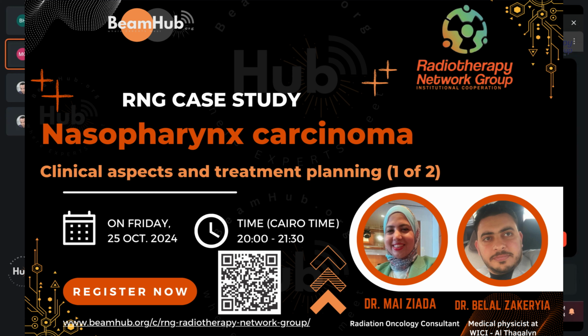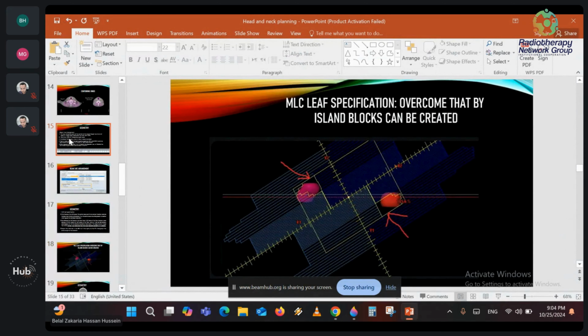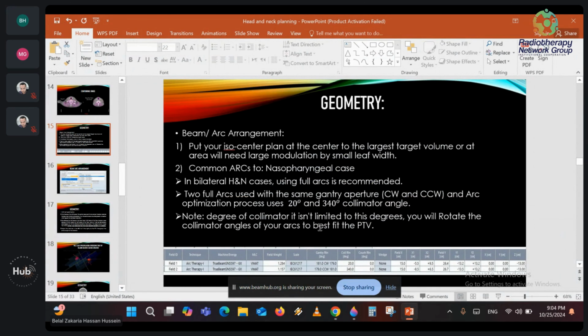Another question here: will the second arc have a different collimator? Yes, the second arc has a different collimator to make a different simulation, different dose fluence. I will go back again. For the first arc, the collimator angle is 20 degrees, and for the second arc, the collimator angle is 340 degrees.